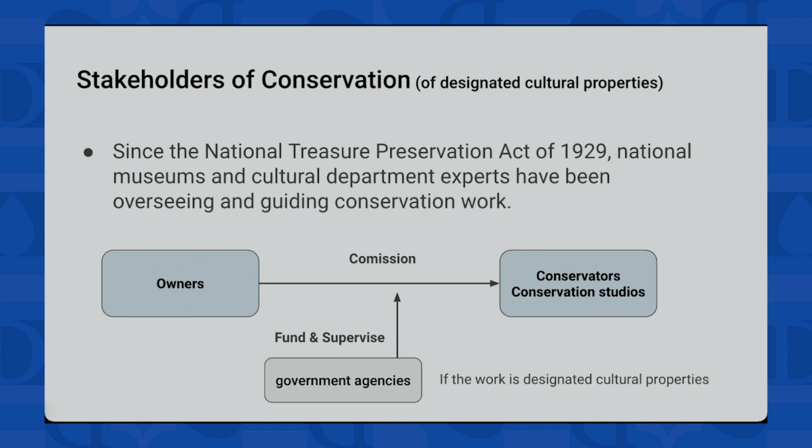collaboration of three main parties: the owners, the conservators or workshops, and the government agencies that subsidize and oversee the conservation. It is important to note that non-designated cultural properties are typically handled in a simpler partnership between the owner and the conservator. In either case, conservators are responsible for creating the conservation documentation.